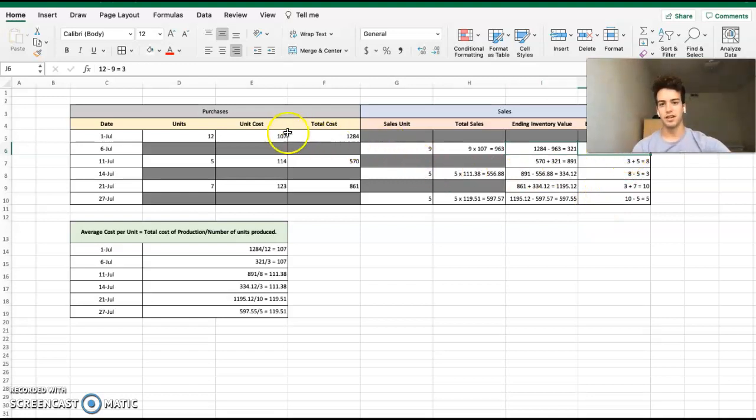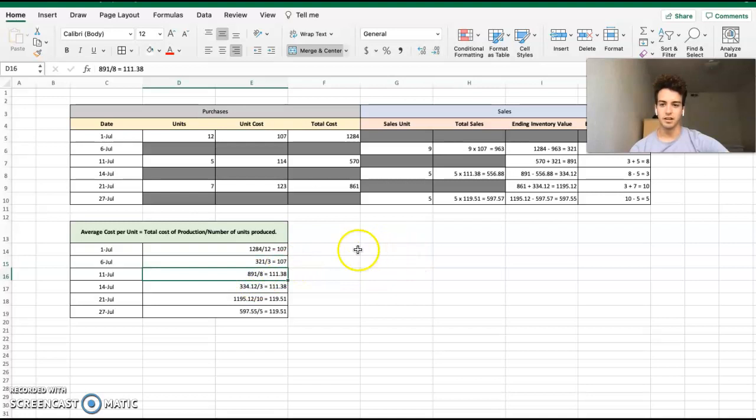And now that we're past the first day, the number of units produced gets a little bit more tricky. We have to count in the units that were produced on the last date but that we didn't use. So we bought 12 here, but we only sold 9. That means we have 3 left over. And so we'll take this ending value, 321, and divide it by 3, right? So 321 divided by 3 equals 107 again. So the first two will be 107.